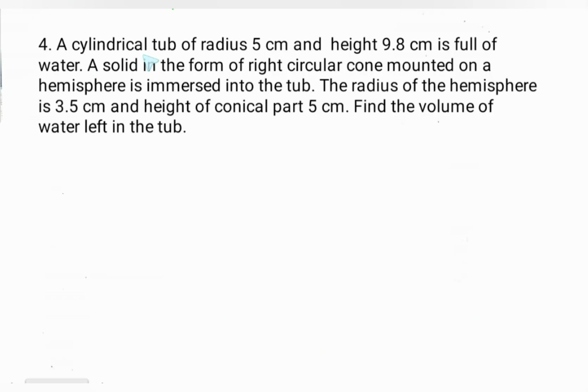A cylindrical tub of radius 5 centimeters and height 9.8 centimeters is full of water. A solid in the form of a right circular cone mounted on a hemisphere is immersed into the tub. The radius of the hemisphere is 3.5 centimeters and the height of the conical part is 5 centimeters. Find the volume of water left in the tub.